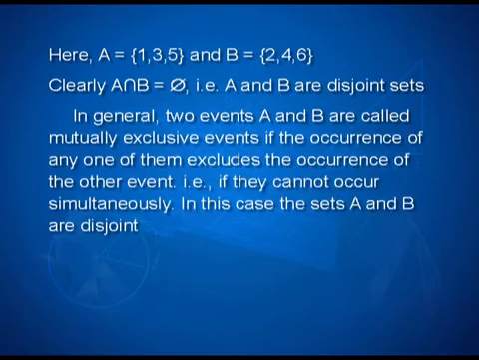In general, two events A and B are called mutually exclusive events if the occurrence of any one of them excludes the occurrence of the other event. That is, if they cannot occur simultaneously. In this case, the sets A and B are disjoint.